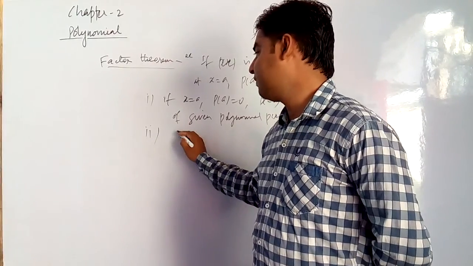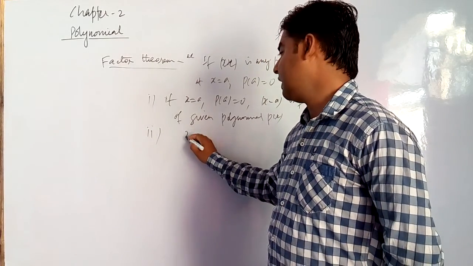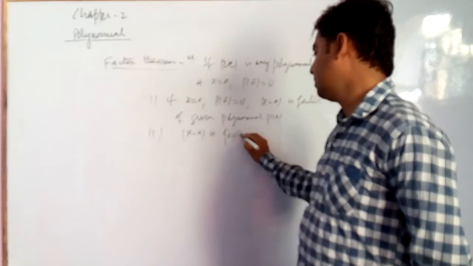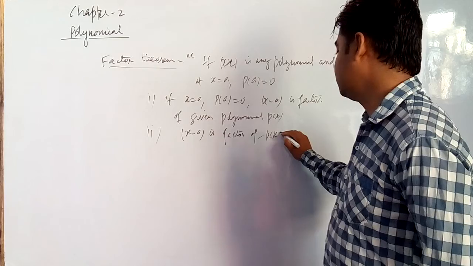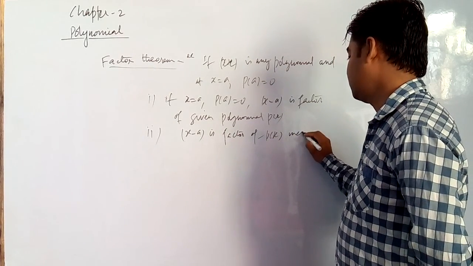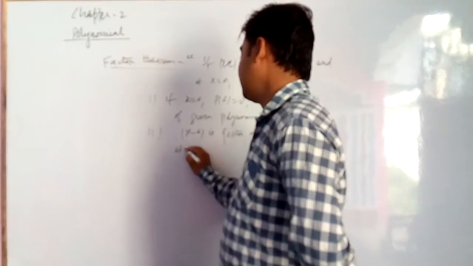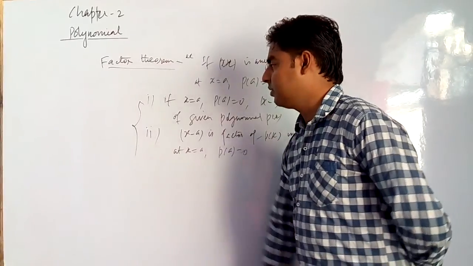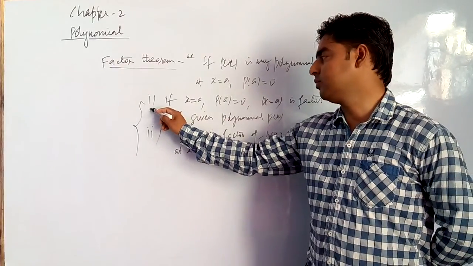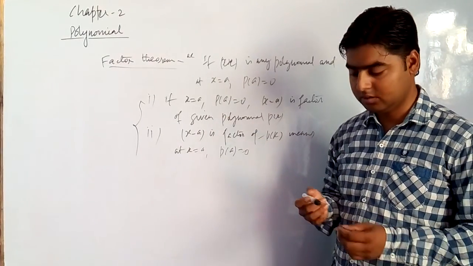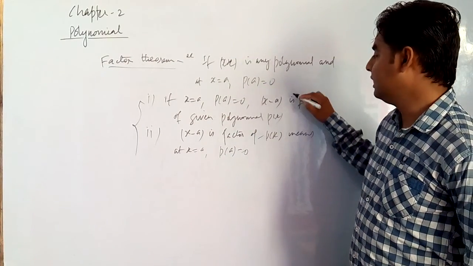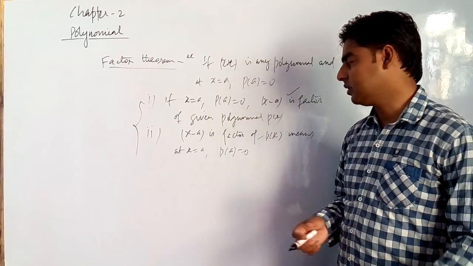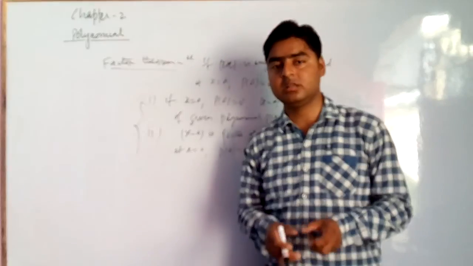And second one, if it is already given that x minus a is a factor of p(x), that means at x is equal to a, the value of the polynomial should be 0. There are two observations, and both are converse to each other. When you say that if x is equal to a, the value of the polynomial is 0, it means x minus a is a factor of the given polynomial. And on the other hand, if x minus a is a factor of the polynomial, that means at x is equal to a, the polynomial should be 0.